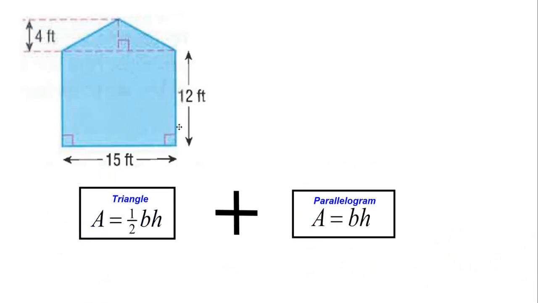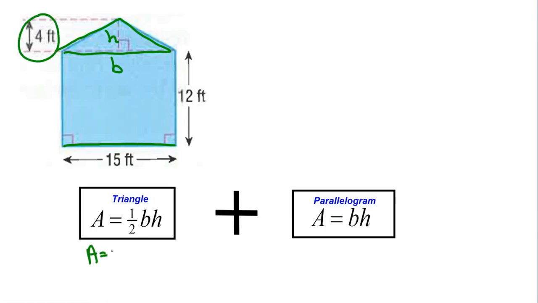Next one here, we've got a little house-looking shape, and this is a triangle and a parallelogram. I think everybody would agree that that's what you see there. So our top triangle here, I need to know the base and the height here and here. This base is 15 inches. It's going to be the same as the very bottom of the rectangle. So the height is 4 feet, which is shown here.